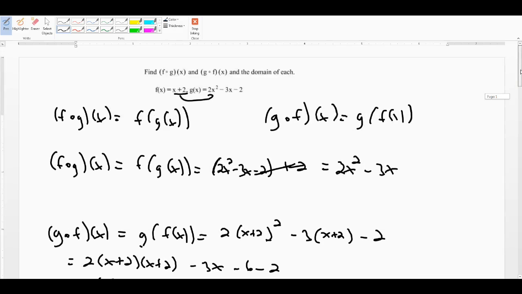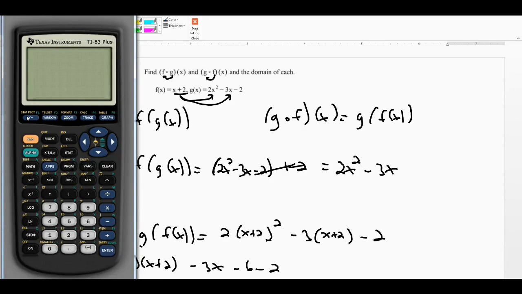Now I need to go back and find the domain. When I find the domain, there's actually several ways of doing this. But what you're going to notice is when you do the domain of f of g and g of f, you've got to look at the inside function first, the g of x. The g of x is 2x squared minus 3x minus 2, so I'm going to graph it so you can see what's going on. And you'll notice the domain of that has no restrictions. It goes forever to the left and forever to the right. So it's all real numbers.